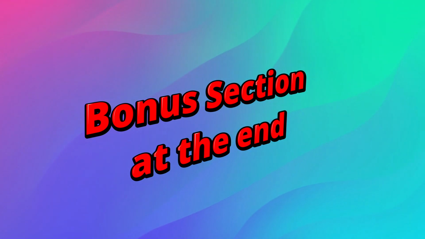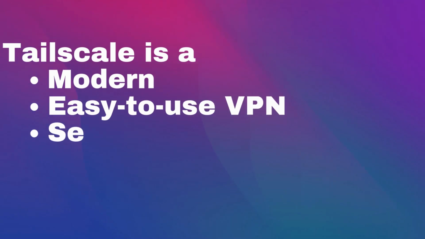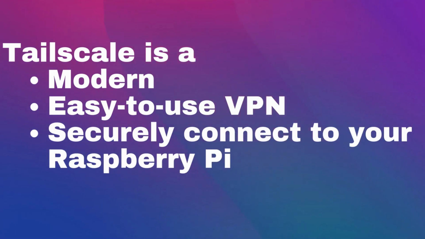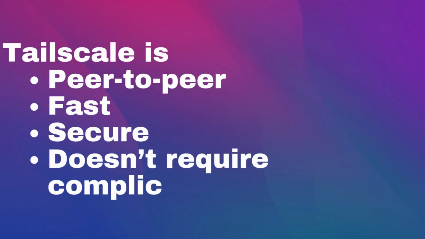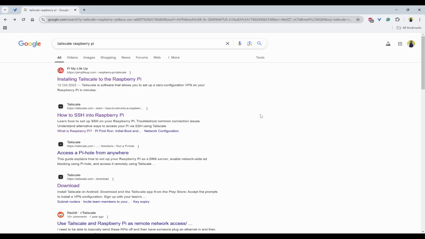Let's get started. Tailscale is a modern, easy to use VPN that lets you securely connect to your Raspberry Pi as if it were right next to you. Unlike traditional VPNs, Tailscale is peer-to-peer, meaning it's fast, secure, and doesn't require complicated network configurations. So first, let's get into the installation steps of Tailscale.